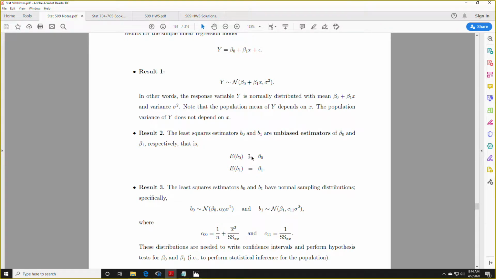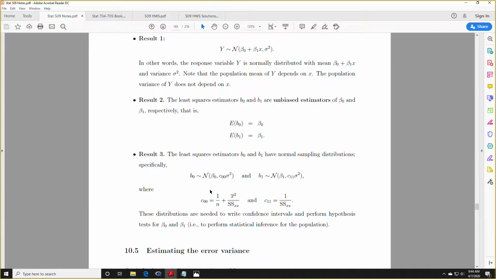It's known that the expected values of the least squares estimates, beta naught hat and beta 1 hat, are unbiased for the true values of beta naught and beta 1 in the population. And something else, it can be shown that the estimators, beta naught hat and beta 1 hat, also have normal distributions. I'm not so worried about understanding exactly what these variances look like. I don't think that's very important for us.